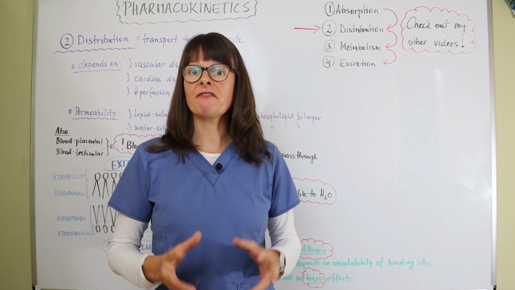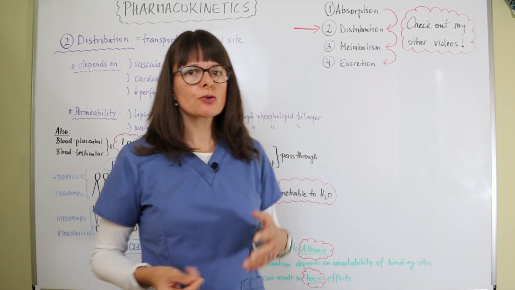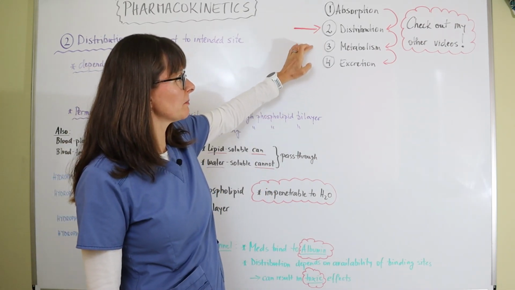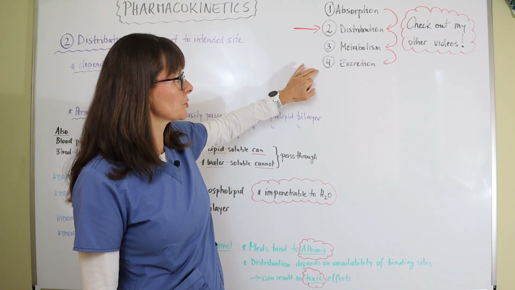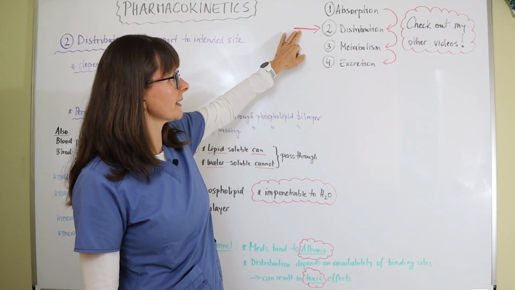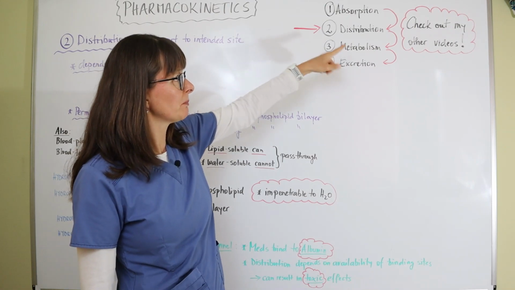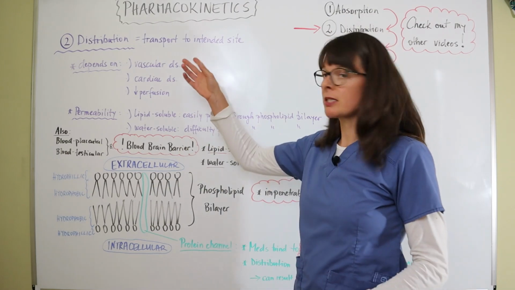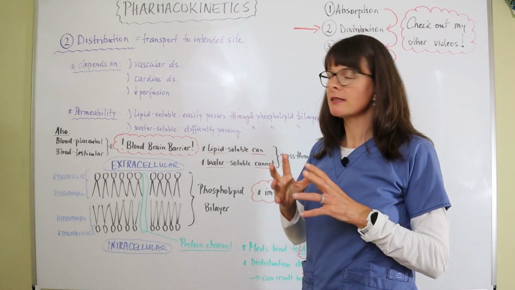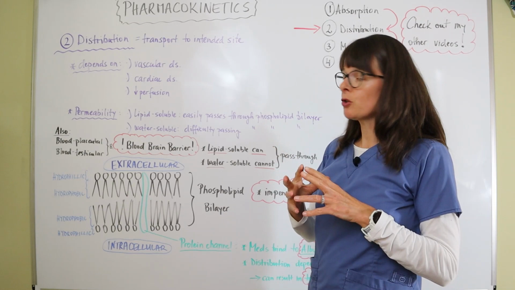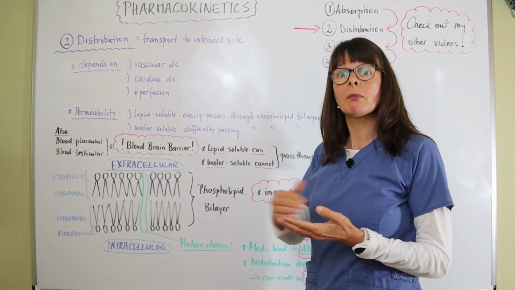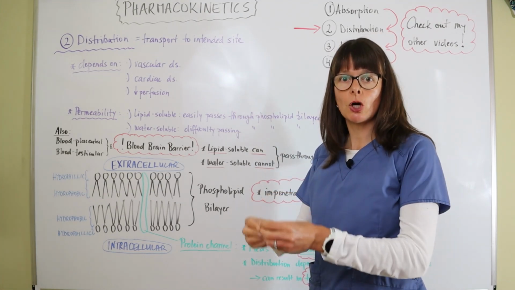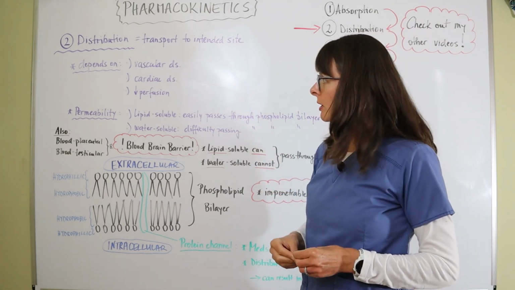This is the second part of the process of pharmacokinetics: how medications move through the body and how medications affect the body. Medications usually get absorbed first, then distributed, then metabolized and excreted. Today we'll focus on the second part, distribution, but check out my other videos about the other topics over here. Distribution means that the medication is being transported from the bloodstream, once it's been absorbed, to the intended site, whatever cell we're targeting to have a certain response.